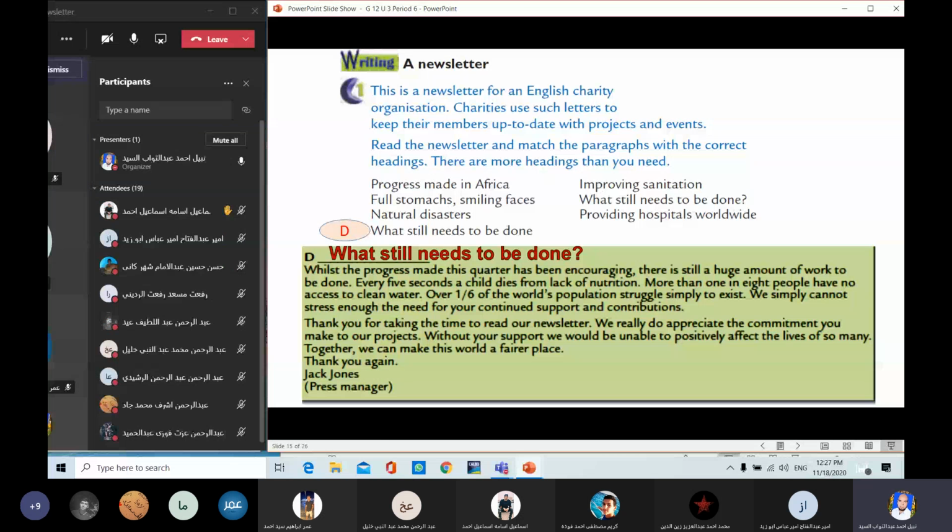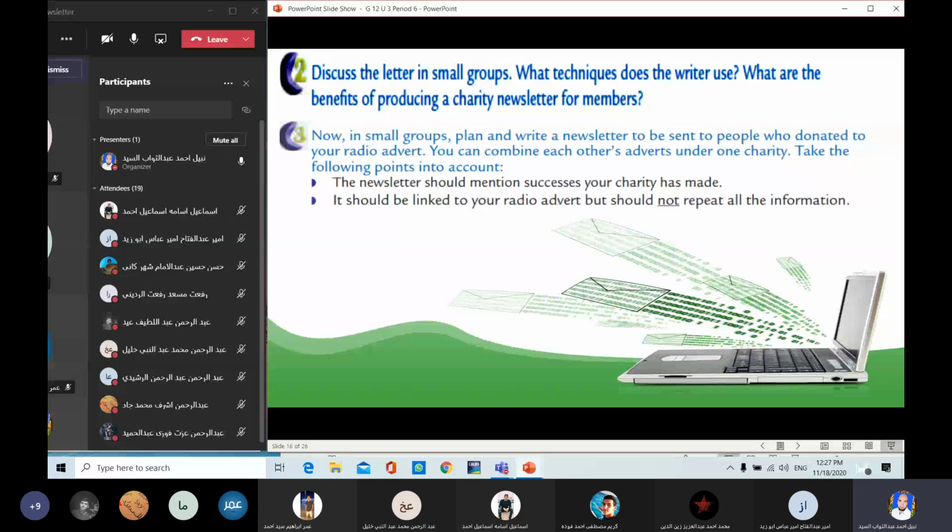What techniques does the writer use? This is a newsletter. What techniques does the writer use? Can you describe or analyze the newsletter? How is it written? Is it written in one paragraph or different paragraphs? Has it got headings? Is it formal language or informal language? Are there any short forms or abbreviations or colloquial words, slang words?